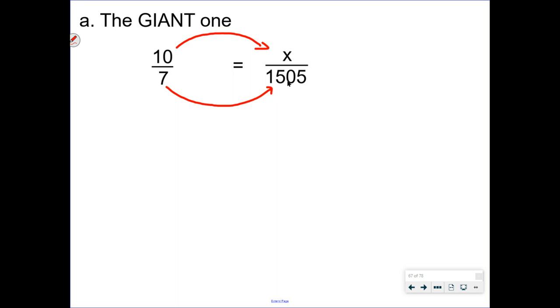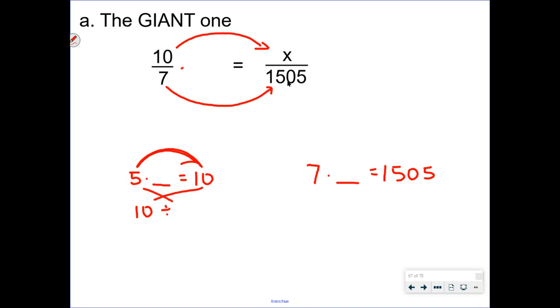And so the giant 1 method says, okay, 7 times what? Because I always want to multiply. 7 times what gives me 1,505? Okay? And to do that, how can I find that number? Well, if 7 times something is 1,505, I should be able to reverse that process to get my answer. Just like if I said 5 times what equals 10, well, you know it's 2, right? What can I do with 10 and 5 to get that? Well, I can do 10, this number, divided by this number, 5, to get my answer here, 2.